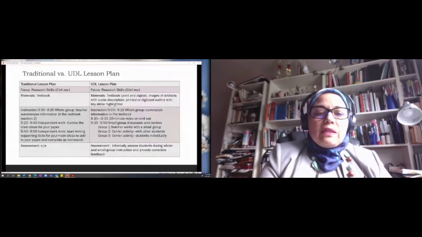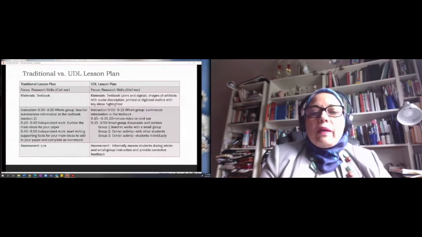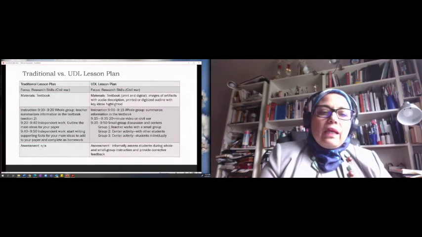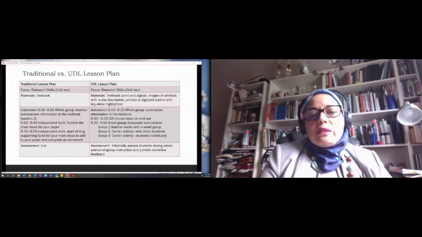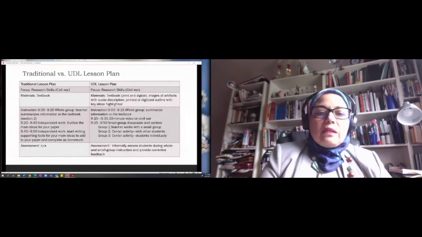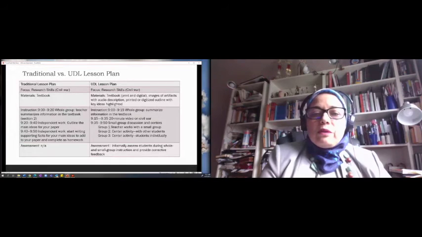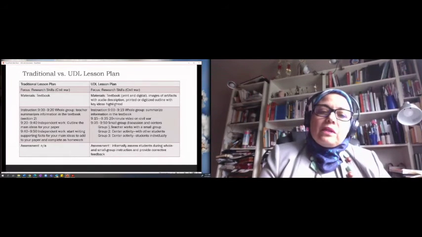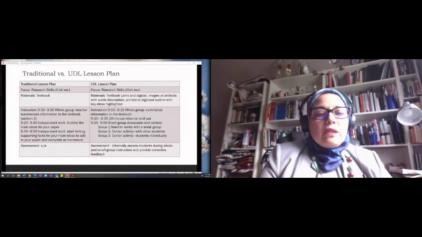Over here, this is a sample lesson provided by Vanderbilt University. When designing lesson plans, we need to look at the barriers regarding the goals, the materials, the methods, and assessment. Then design lessons that align with UDL principles. For materials, the UDL lesson includes print, video with captioning, images with audio descriptions, and, if applicable, artifacts that could be touched. The traditional lesson depends only on the print textbook.